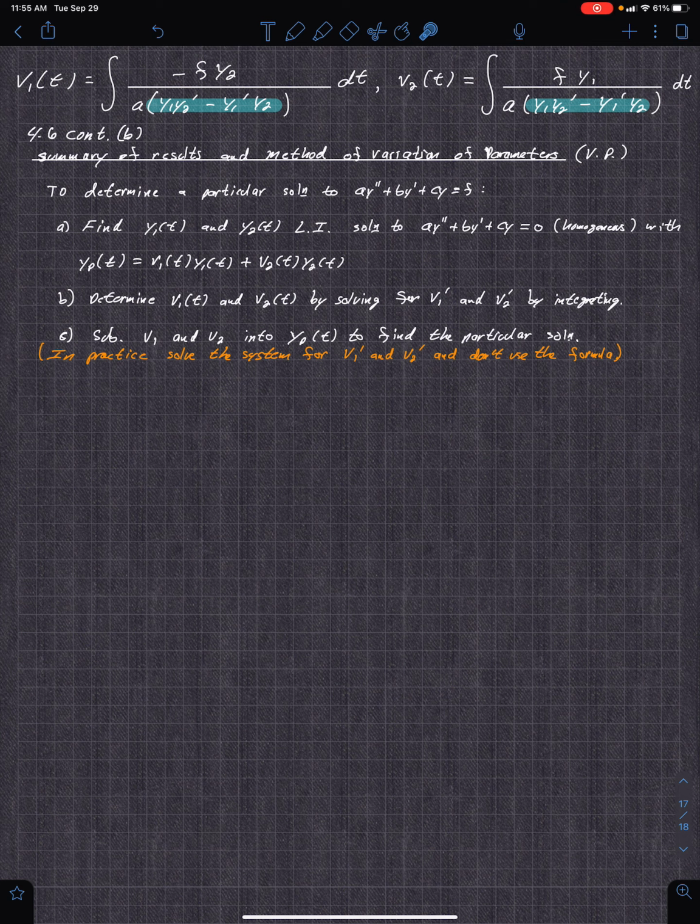So to determine a particular solution of this form, notice they're still going to have our special cases set equal to f, depending on how to find v1 and v2. But it's still linear, of course, and constant coefficients. So that's the key to being able to do this.